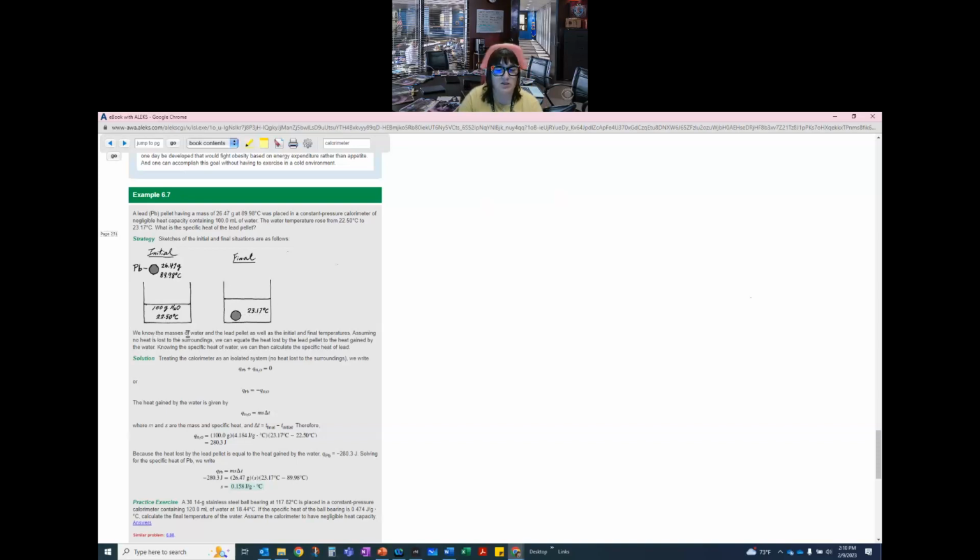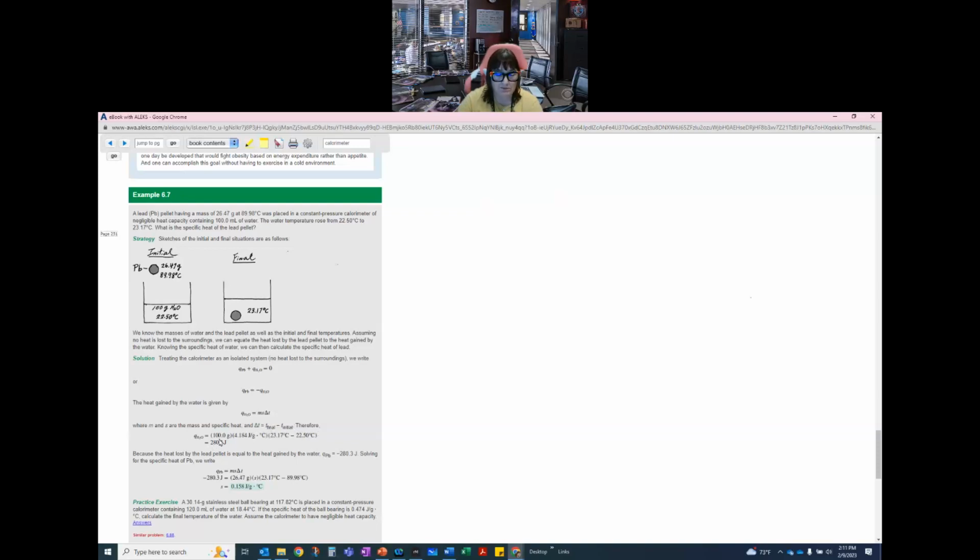So we know the mass of the water and the lead pellet, as well as the initial and final temperatures. Assuming no heat is lost to the surroundings, we can equate the heat lost by the lead pellet to the heat gained by the water. So the Q for the Pb plus the Q for the H2O is 0 because we didn't lose anything. So Q Pb is equal to the negative Q H2O. The heat gained by the water is given by Q H2O equals m s delta T, where m and s are the mass and specific heat, and delta T is T final minus T initial.